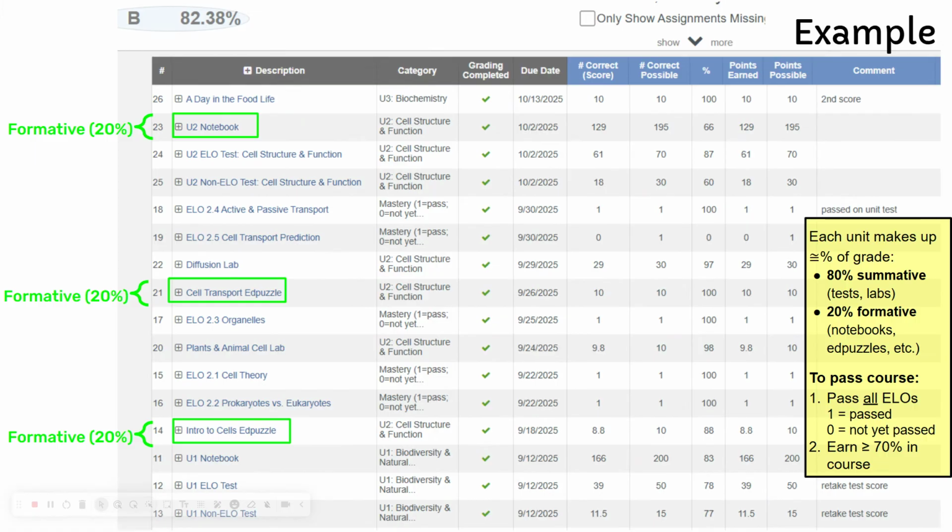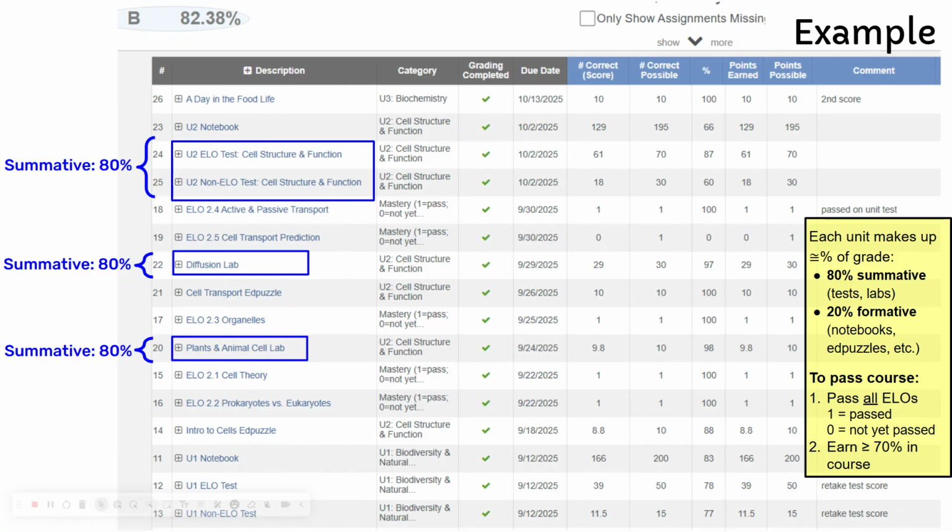Here you'll see in green some formative assignments. You'll see the Unit 2 notebook, a couple of ed puzzles, and those contribute 20% of that particular unit's points. And you can see their scores to the right. For example, on their notebook, they earned a 66%, 129 out of 195, and that might be something they want to go back and complete more work for.